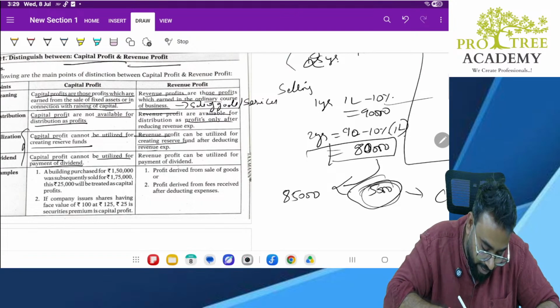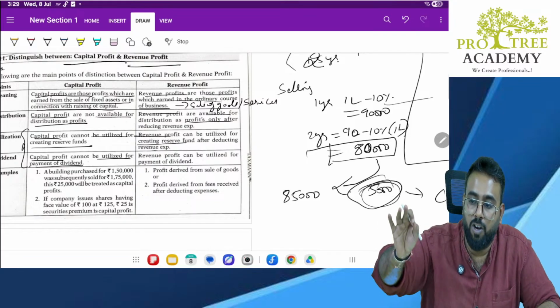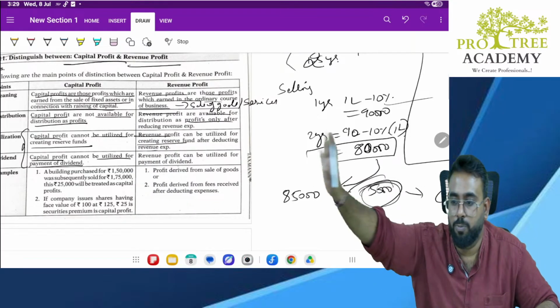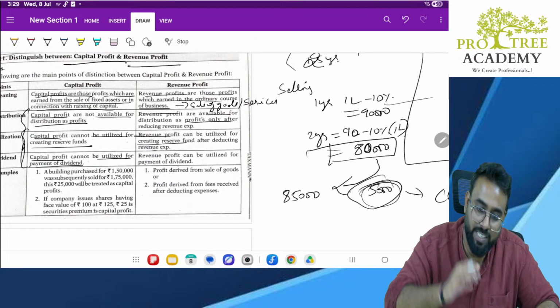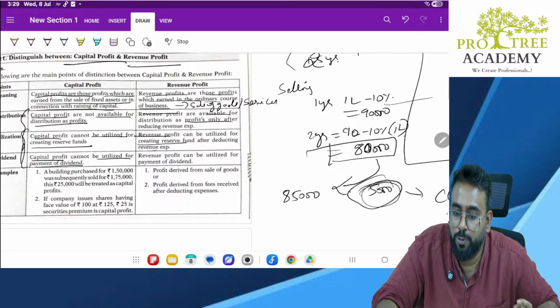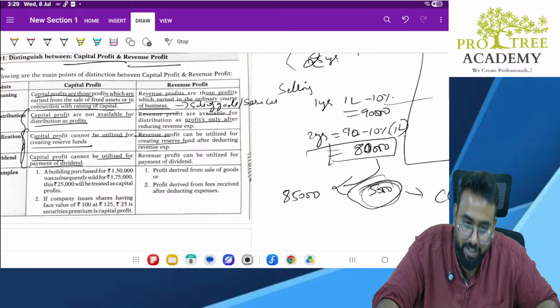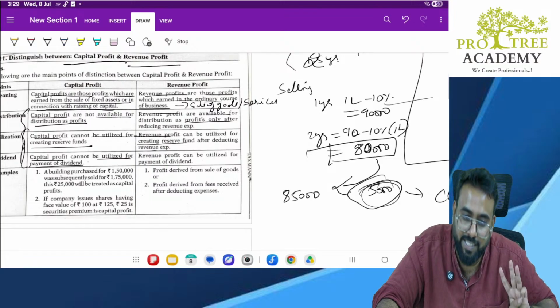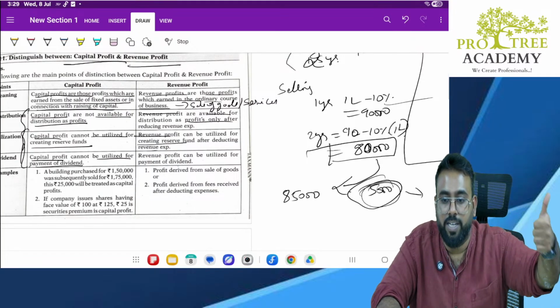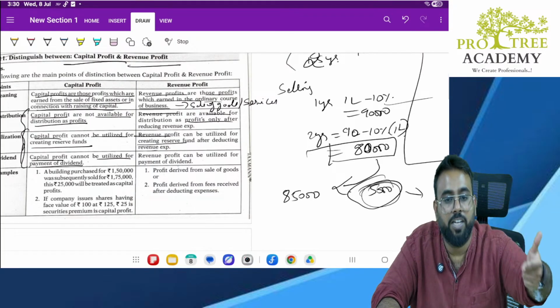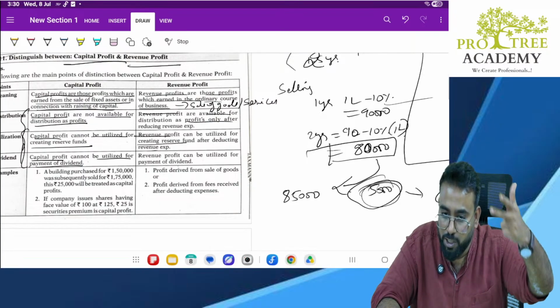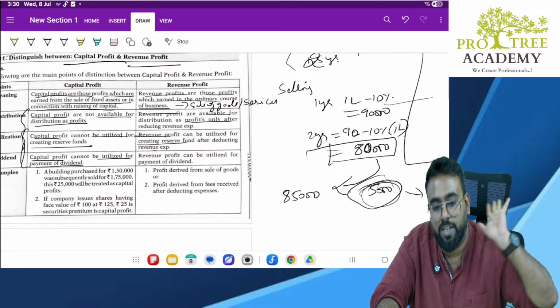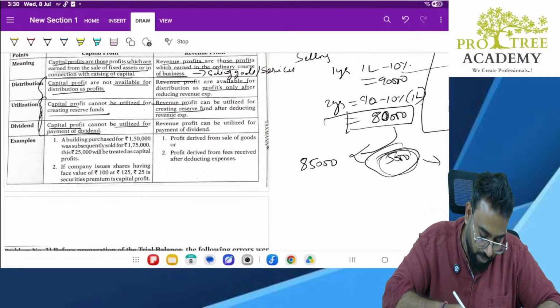Sir, these 2 points are interlinked. If your capital profits cannot be transferred to general reserve, you cannot distribute it as dividend. All these 3 points tell the same thing. You cannot distribute it as profit, that is nothing but you cannot pay it as dividend, that is nothing but you cannot transfer it to reserve fund. If you cannot distribute it as profit, then you cannot distribute it as dividend. You cannot distribute it even by adding it to reserve fund. Clear? So these are the examples.